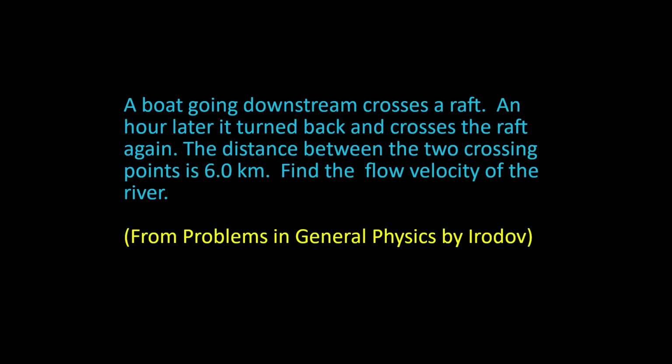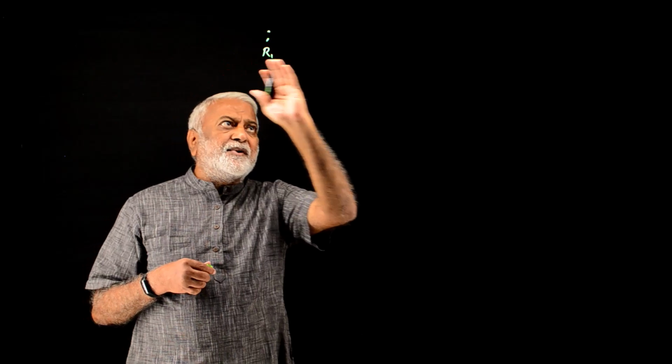An hour later it turned back and crossed the raft again. The distance between the two crossing points is 6 km. Find the flow velocity of the river. Say this is the position of the raft at the moment the first crossing occurred. The river is flowing this way. So this is the position of the boat.